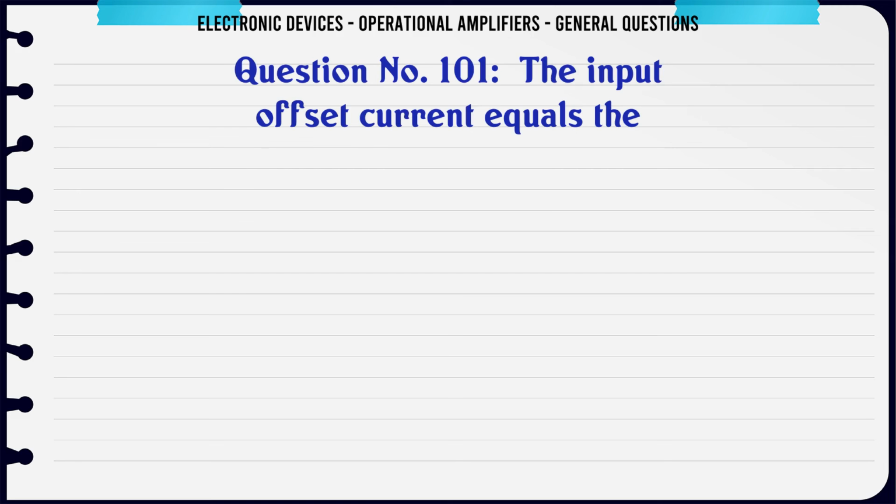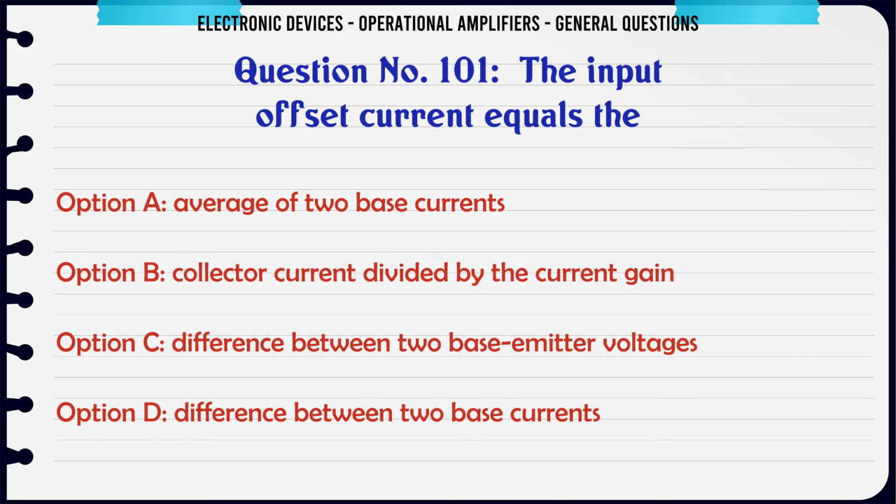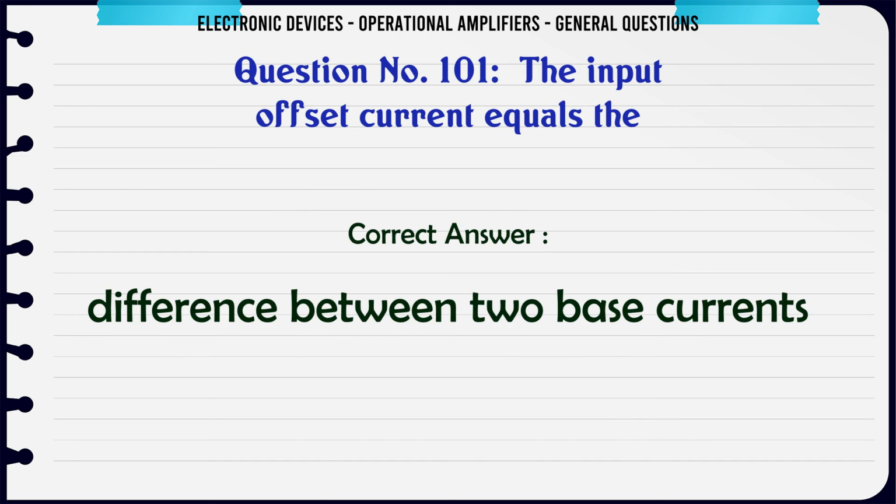The input offset current equals the A. Average of two base currents, B. Collector current divided by the current gain, C. Difference between two base emitter voltages, D. Difference between two base currents. The correct answer is difference between two base currents.